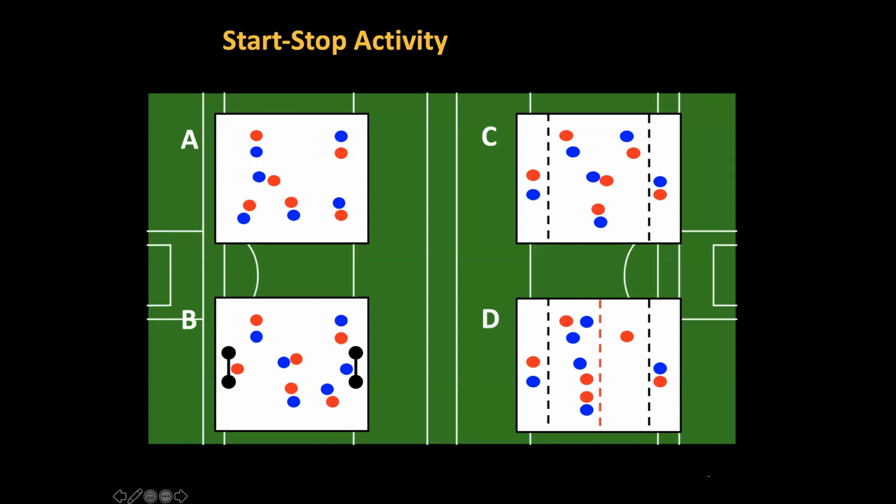Over to C. Now, if we're focusing on one goal at each end, players can tend to narrow their attack. So we could introduce maybe an American football type end zone where players strike the ball to their teammates within the end zone. And then if we move on to D, we could include a halfway line where the attacking team must get all their players into each half to score.